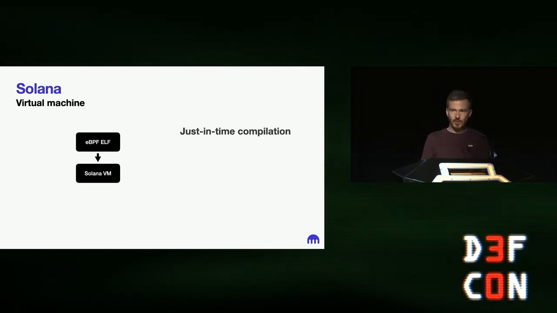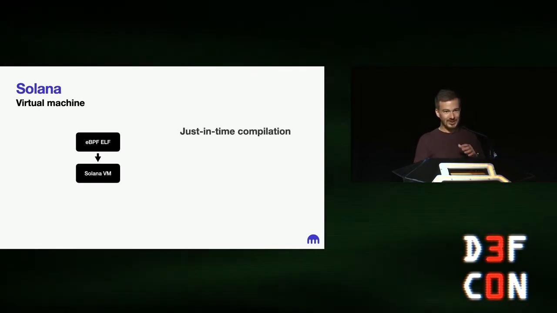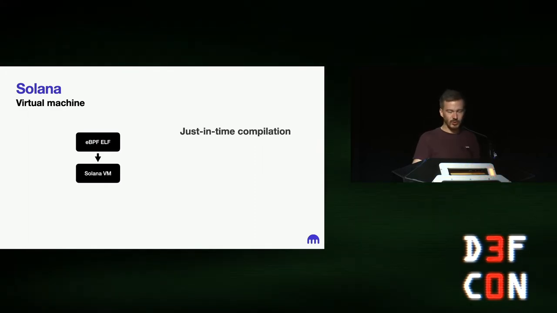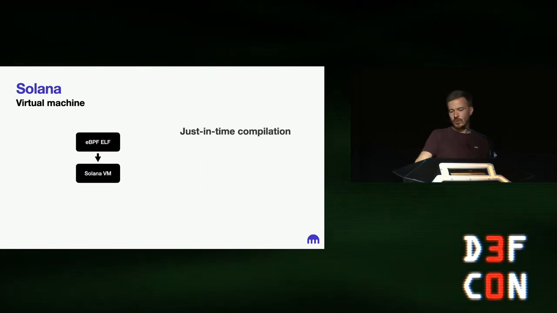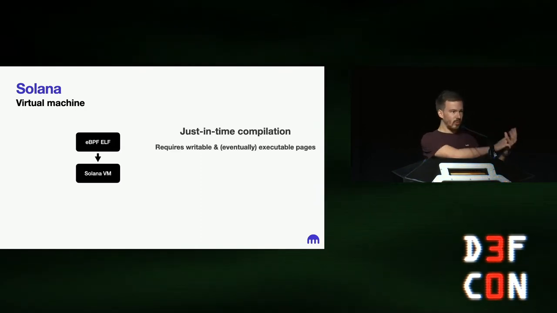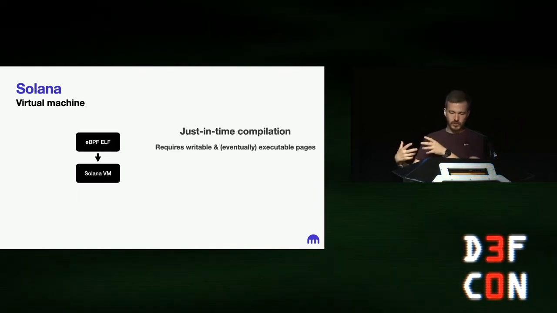And just-in-time compilers historically have been a security issue. They're pretty difficult to get right. And that's just because of the concept of them. If you do just-in-time compilation, you basically take BPF code and you somehow generate native instructions.